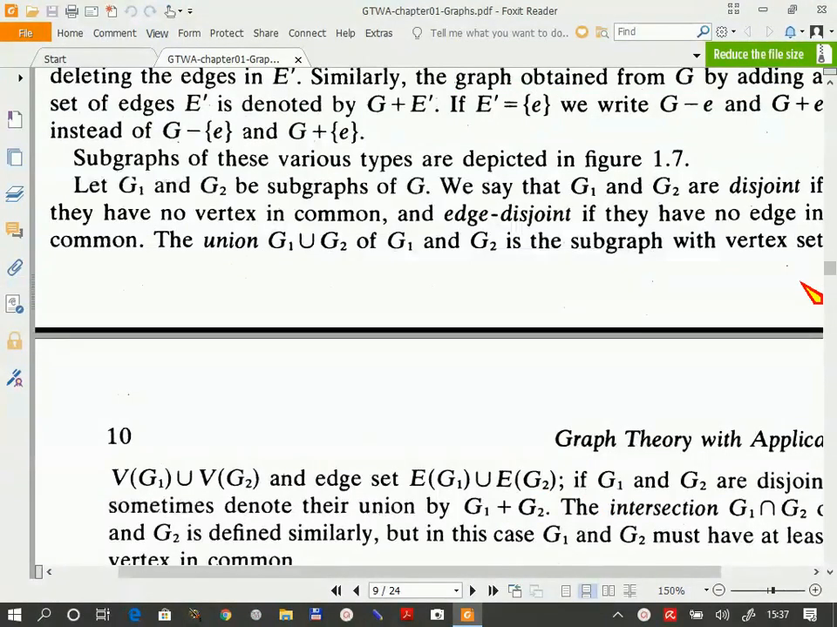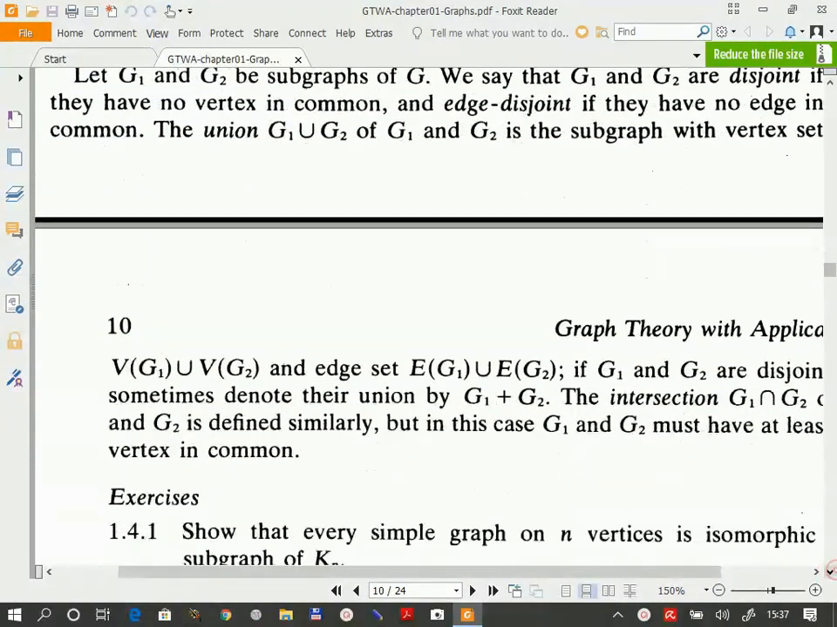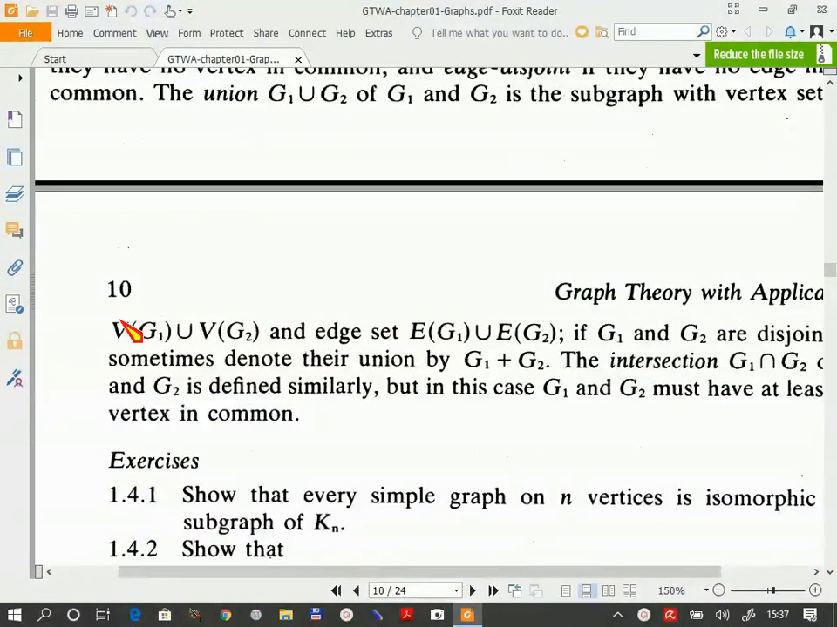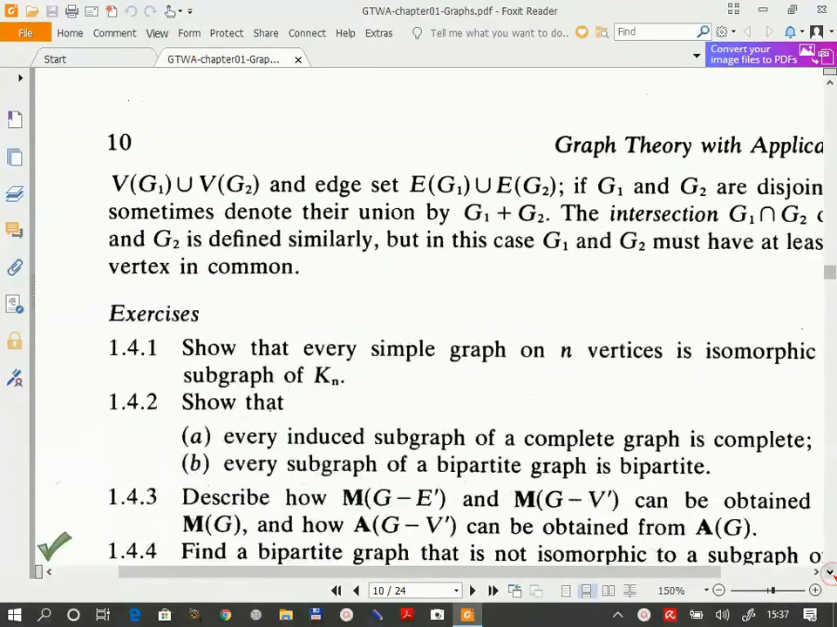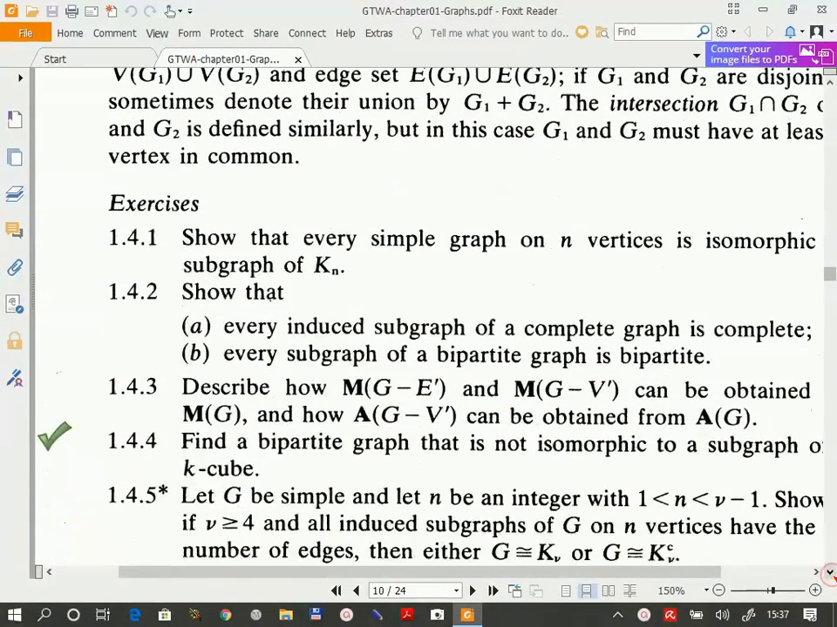The intersection is, you must have at least a vertex in common, and you take the intersection of the two vertex sets and the intersection of the two edge sets. And you must have at least one vertex in common in order to be able to talk about the intersection of two subgraphs. So, this is the easy thing.